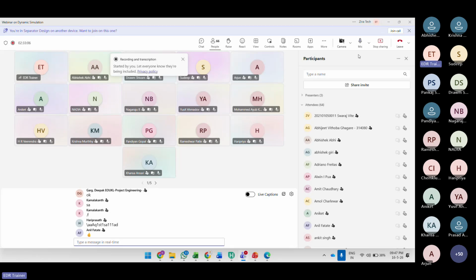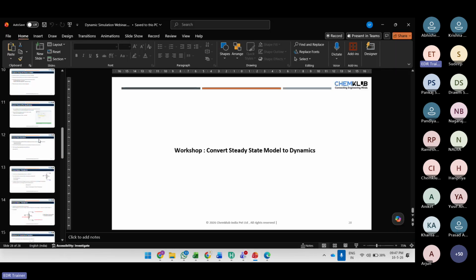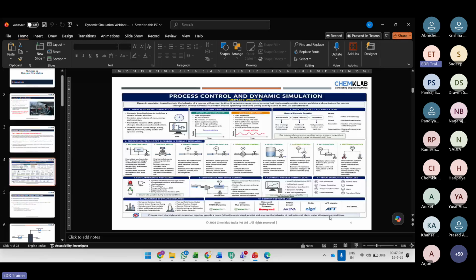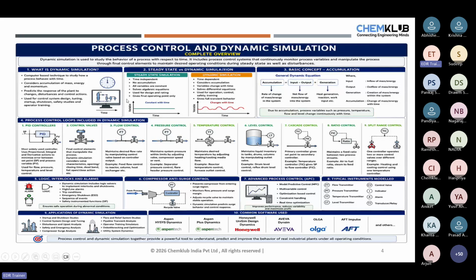So again, this is very basic. I think this is just like chapter one. So what have we covered in that presentation? The overall coverage which was shown here, we have covered only three parts of it: what is dynamic simulation, how steady state versus dynamic differ, and the basic concept of accumulation. So we have covered all these three parts.